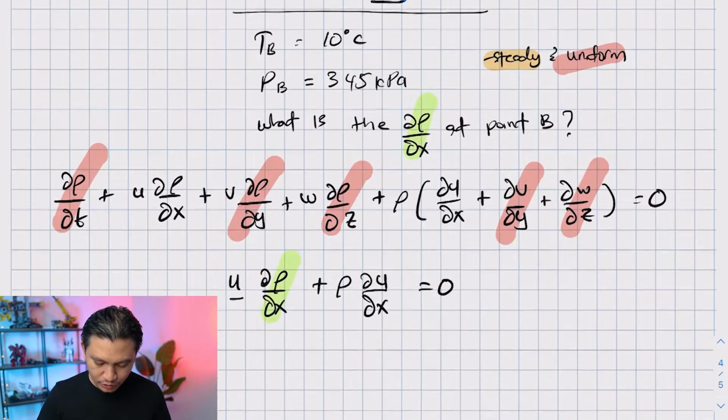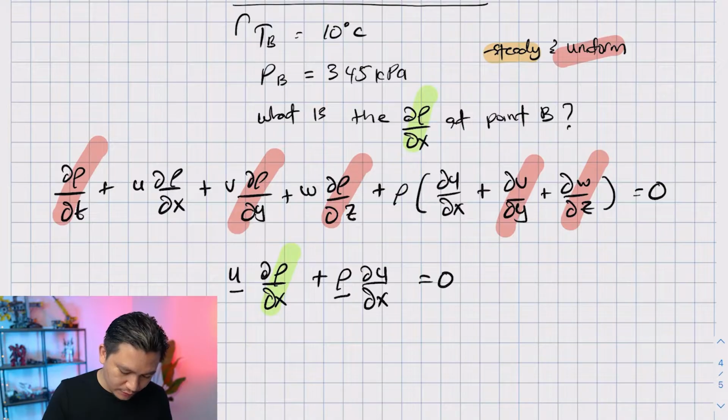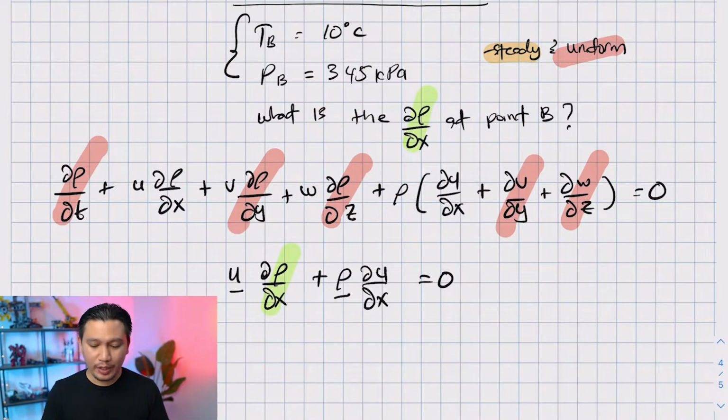So that is done for you. And do you know what is rho? What is the density at point B? I believe we do not have that information. But thankfully, we have these two parameters. So what we need to do now is to use the ideal gas equation to obtain the density at point B.